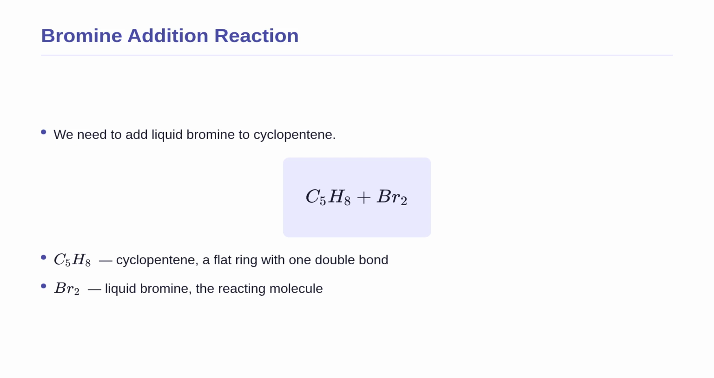This brings us to our second scenario, anti-addition. Here is the formula for our next reaction. We are reacting cyclopentene, which is a flat 5-carbon ring with a double bond, with liquid bromine. Notice that we are not using a solid metal catalyst here. The reaction relies entirely on the electron-rich double bond attacking the bromine molecule. Let us see how the absence of a flat surface changes the outcome.